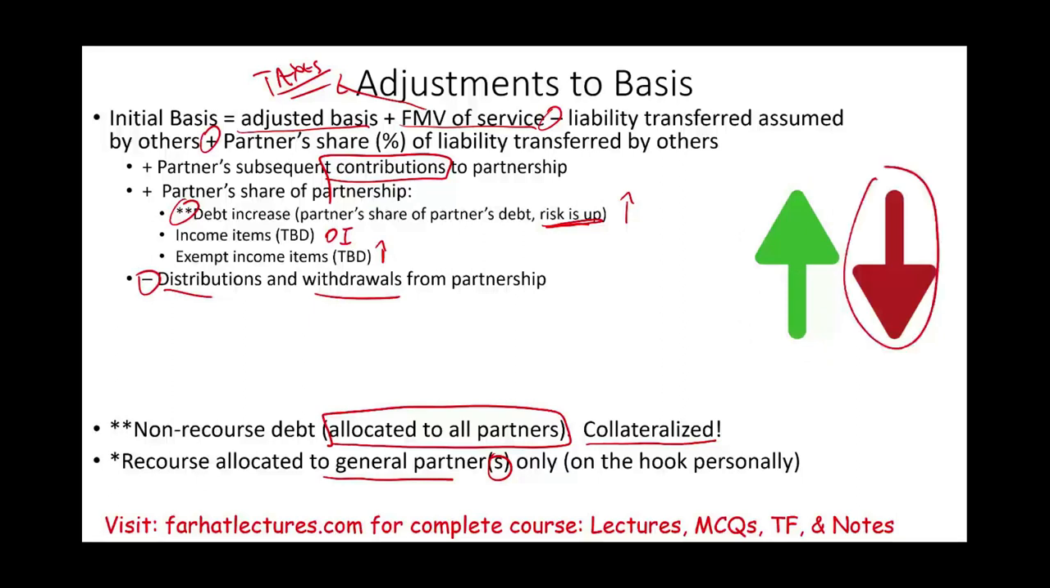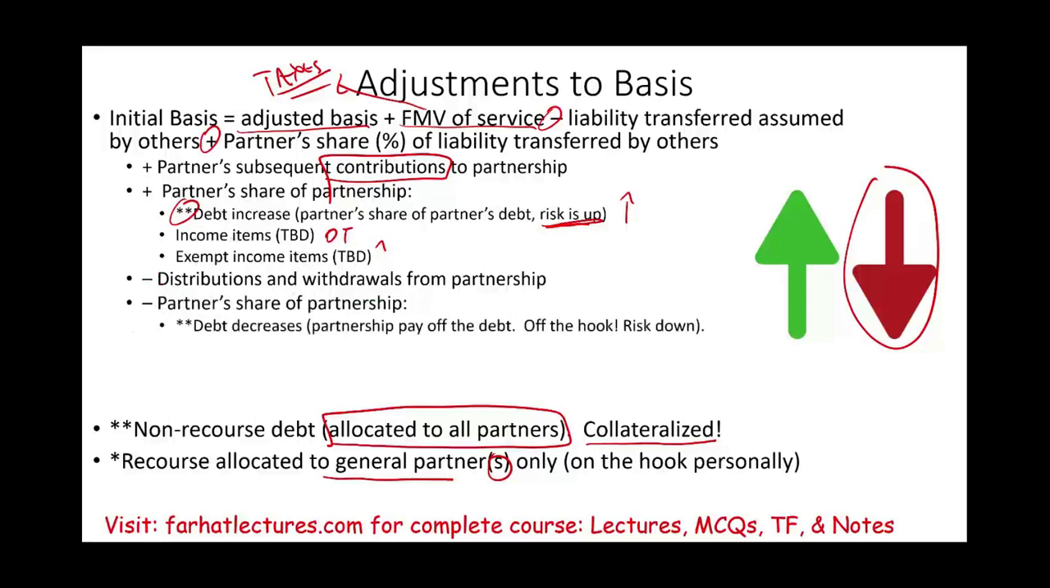Here, they would reduce your basis. Well, think about what else? Think about debt. If taking on debt will increase your basis by the percentage of your liability, same concept: when the partnership pays off the debt, your share of debt goes down. You're off the hook. Your risk goes down. Your basis goes down, okay? Think about when you contribute debt to the company, it's like you're taking a withdrawal, because if you gave someone your debt, it's like they paid off your debt. So this is why your basis goes up, because it's like you contribute debt to the company.